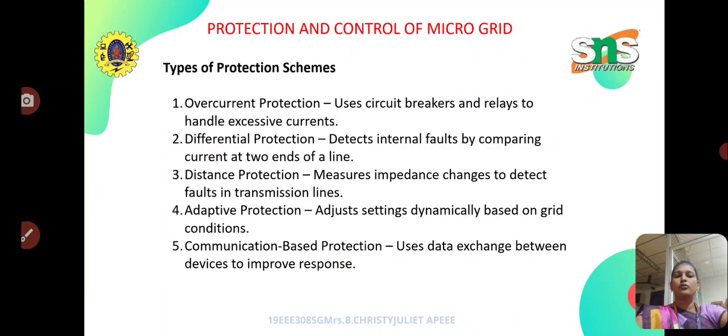First, we can provide overcurrent protection. That is the main protection scheme we can give for any equipment or grid, be it a conventional grid or maybe a smart grid. For any equipment, overcurrent protection is highly demanded, because using this protection scheme only we can handle excessive currents. So an overcurrent protection scheme uses circuit breakers and relays to handle excessive currents.